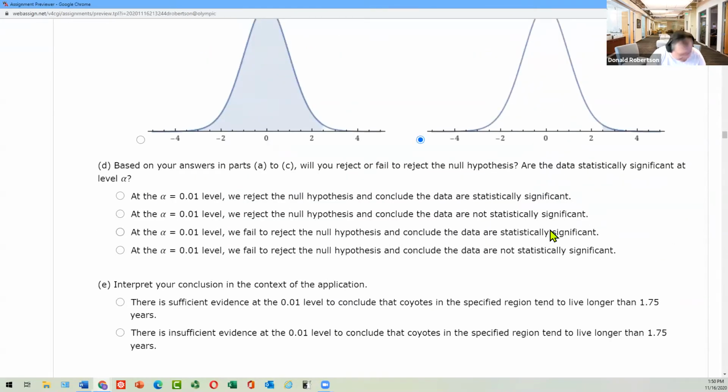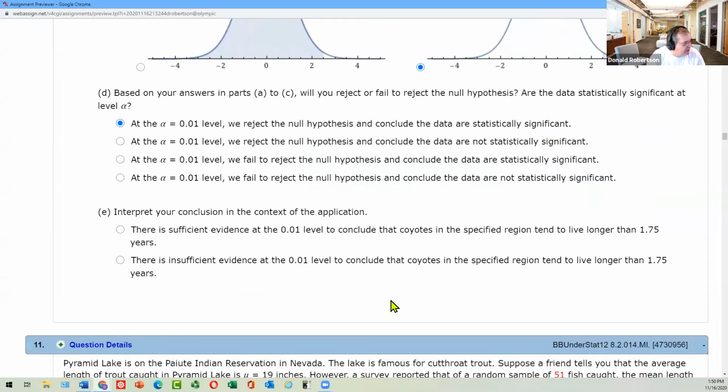Now, we already know all the good stuff. At the 0.01 level, our p-value is tiny. So we would say yes. Which is that? And which is that? Are we good on that?